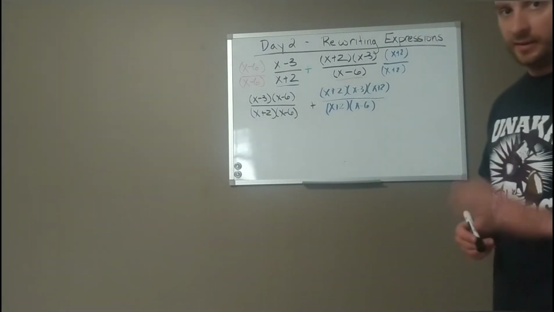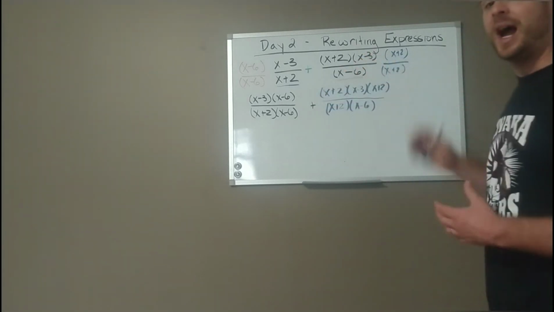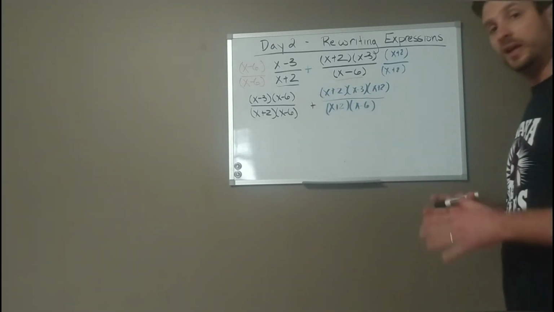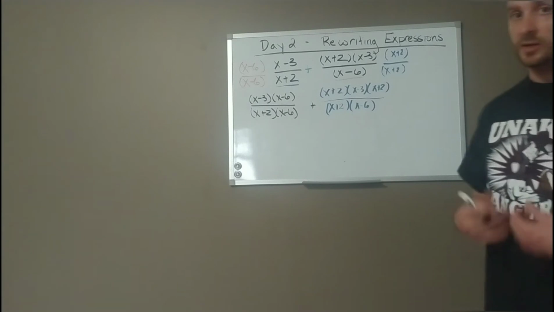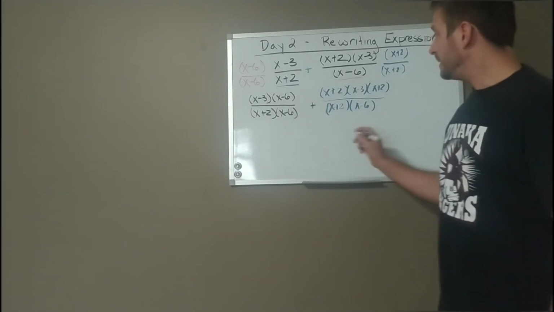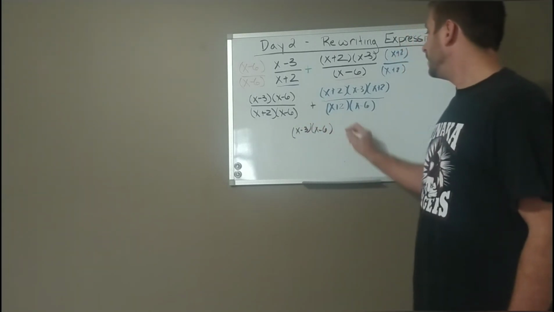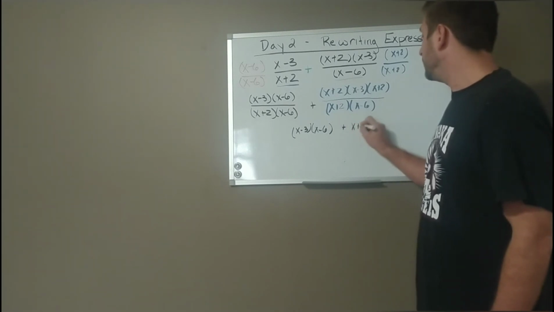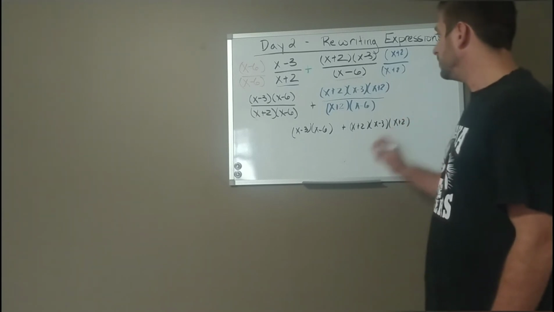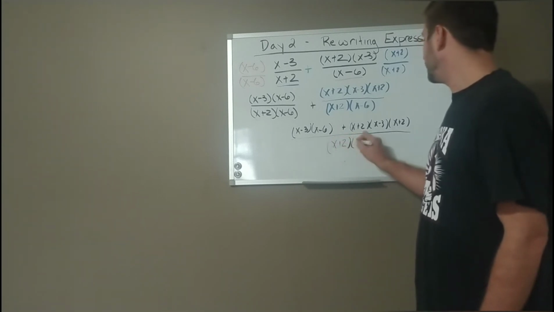Now, if we're subtracting, this is a key warning. If we're subtracting, remember, you have to subtract this entire quantity. So when you subtract it, you're subtracting the entire quantity. So that way, if you do simplify, don't miss a sign over there. So here we go. X minus 3 times x minus 6 plus x plus 2 times x minus 3 times x plus 2 all over x plus 2 times x minus 6.